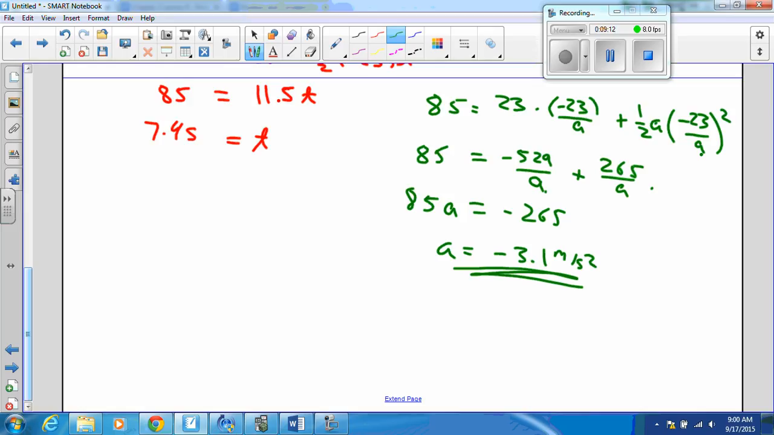Yes, ma'am? Why is a divided by a squared equal to a? It's equal to actually 1 over a. Yes, as we have here. So we have one factor of a in the top and two factors of a in the bottom, leaving us with one factor of a in the bottom. Yes, no? Okay. Good. I saw the eyebrow.